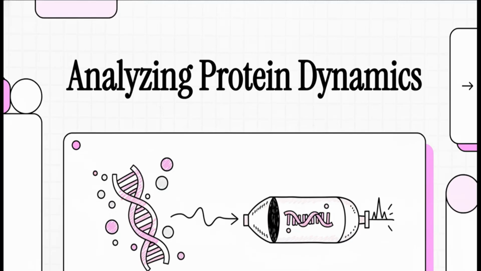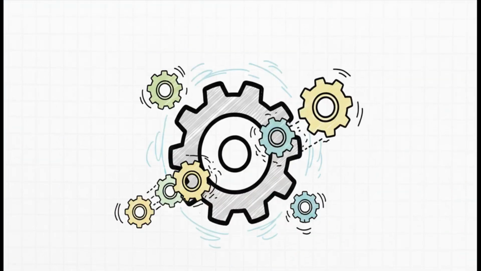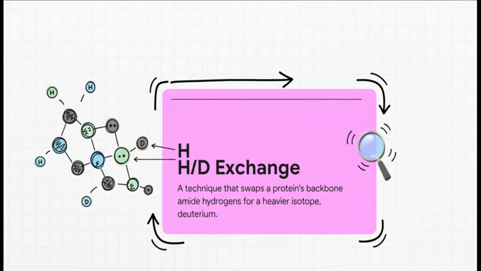Proteins are the tiny machines that run everything. So how do we actually watch them in action? You see, proteins are constantly moving, so how can we possibly watch this incredible molecular dance? Well, figuring out these movements is absolutely key to fighting disease and designing new drugs. The trick, it turns out, involves a clever swap using something called heavy water. It's a technique called HD exchange.